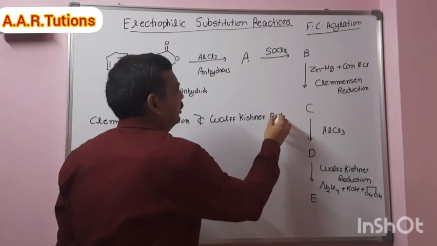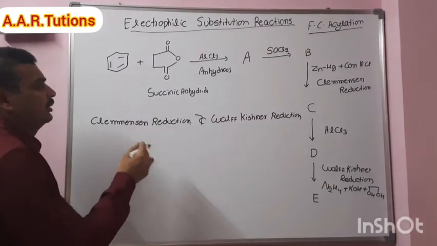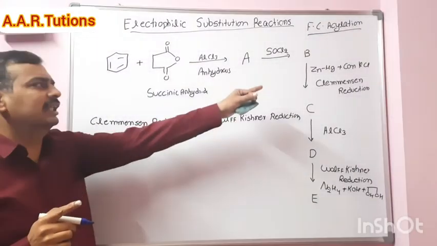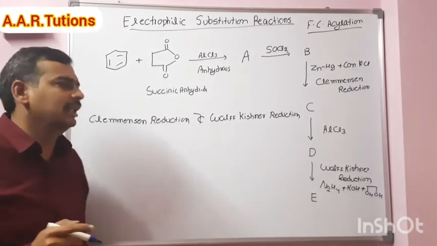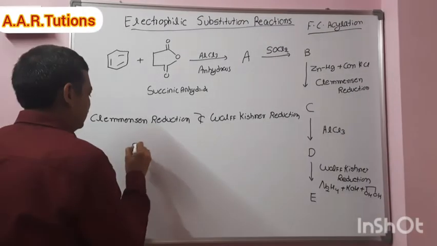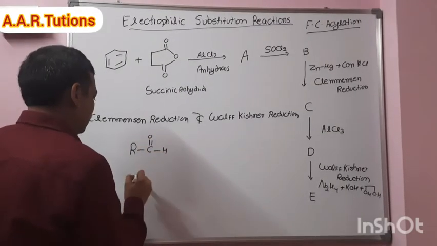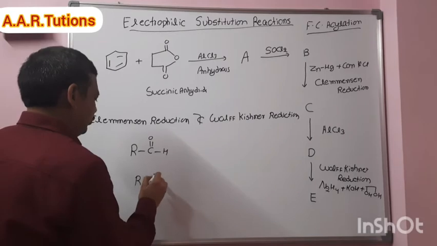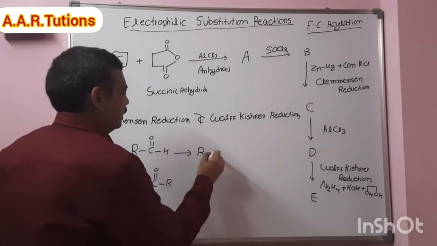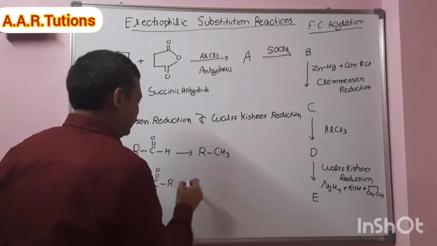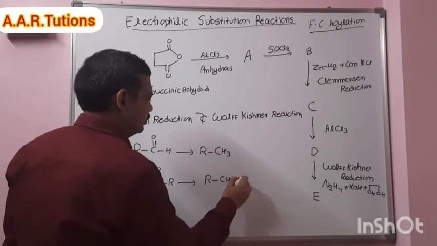Wolff-Kishner reduction. So what is the rule? These two reagents: Clemmensen reduction uses zinc amalgam (Zn-Hg) and HCl, and Wolff-Kishner reduction uses hydrazine, KOH and ethylene glycol. These reagents convert either an aldehyde or a ketone, COH or COR, like this. The CO will be converted into CH2.